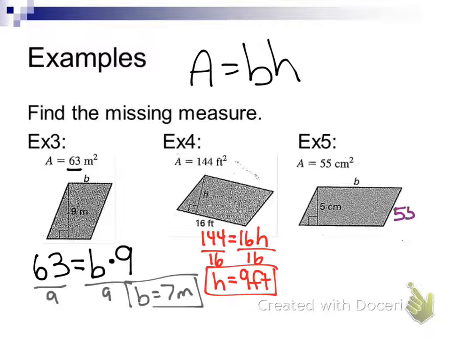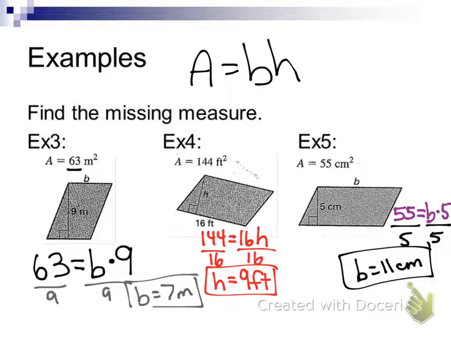All right, and the final example for this slide, we're going to have 55 equals the base times the height. Remember, multiplication, the order doesn't matter. So if you want to put 5b or b times 5, it's the same thing. I'm just going along with the order of the formula. And then, yes, here b would be 11. Questions?